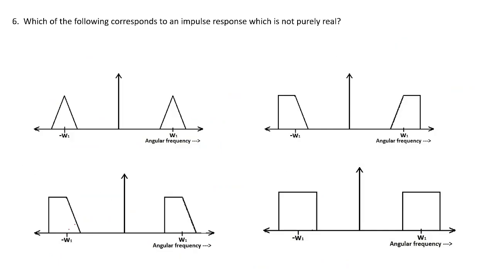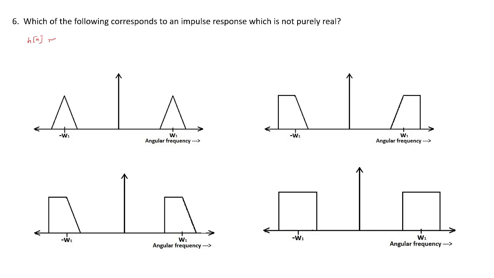Okay, so let us move to this question. It asks basically which of the following corresponds to an impulse response which is not purely real. So let us write down the following fundamental property. What happens if h[n] is real?